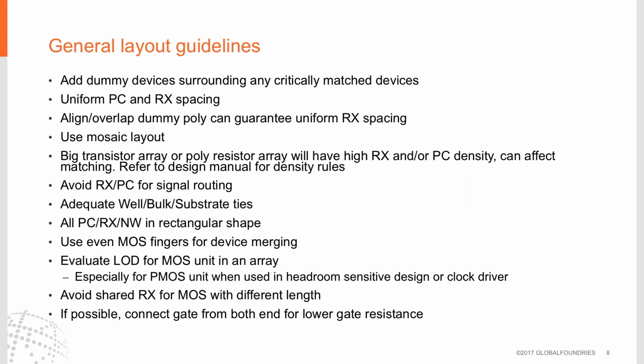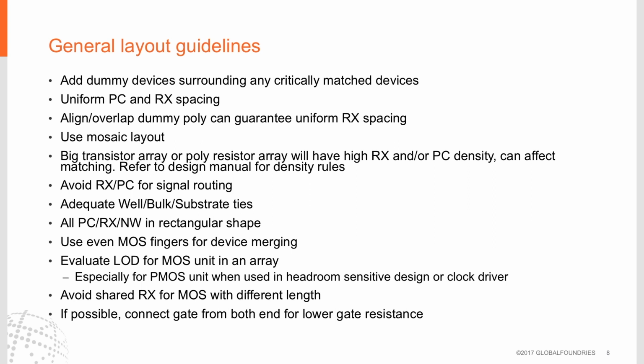Big transistor arrays or polyresistor arrays will have high RX or PC densities, and that can affect the matching. We'll cover that in a later slide, and you should look at the design manual to make sure you're adhering to the density rules. You should avoid using RX and PC for signal routing. You should be sure to have adequate well, bulk, and substrate ties, and all PC, RX, and N wells should be rectangular in shape for better matching.